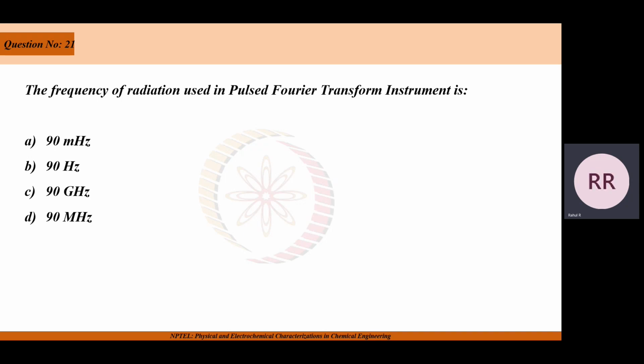The frequency used in a pulse Fourier transform instrument is dash. So what is the frequency of the radiation that is used in a pulse Fourier transform instrument? Is it 90 millihertz? Is it 90 hertz? Is it 90 gigahertz? Or is it 90 megahertz? Okay, so this is the question. I think you can think for a few seconds, then I will explain the answer.